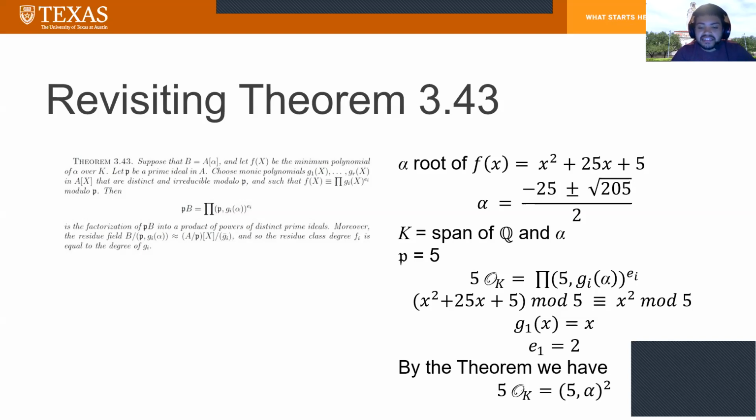We notice that the polynomial mod 5 is congruent to x^2 mod 5. Thus we have g1(x) is equal to x and e1 is equal to 2. By the theorem, we have 5O_K is equal to the ideal (5, alpha) squared.